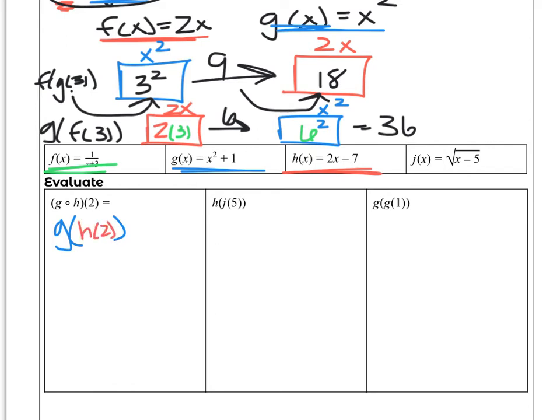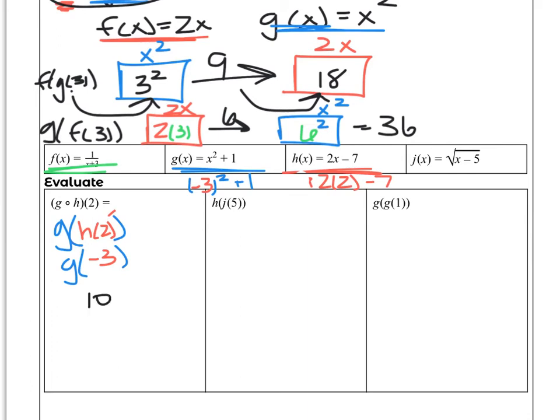So the first thing I'm going to do is plug in 2 over here in h of x. So 2 times 2 is 4 minus 7 is negative 3. And now I'm going to do g of negative 3. I'm going to take what I just got out and plug it into g of x. g of x is squaring something and adding 1. So I'm going to square negative 3, and that gives me positive 9 plus 1 is 10.